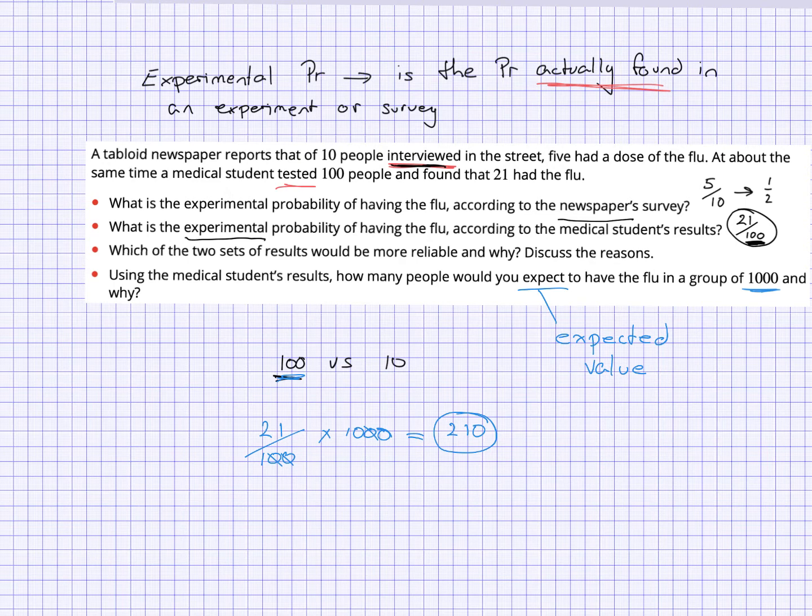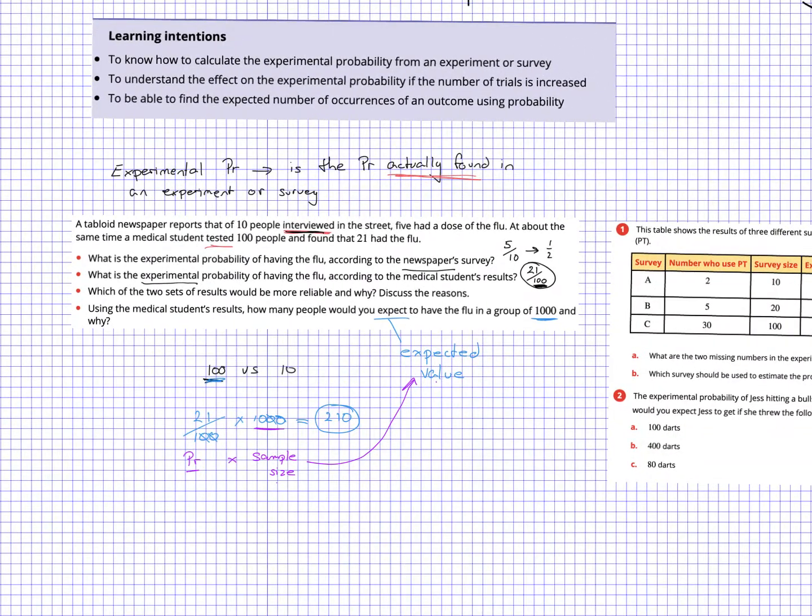So to do this expected value, we want to do the probability multiplied by the sample size, it's called. All right, so in this case, it was 1,000. So probability multiplied by sample size is expected value. All right, so we've got a few things to learn about here. We've got experimental probability, we've got expected value, and the words sample size.